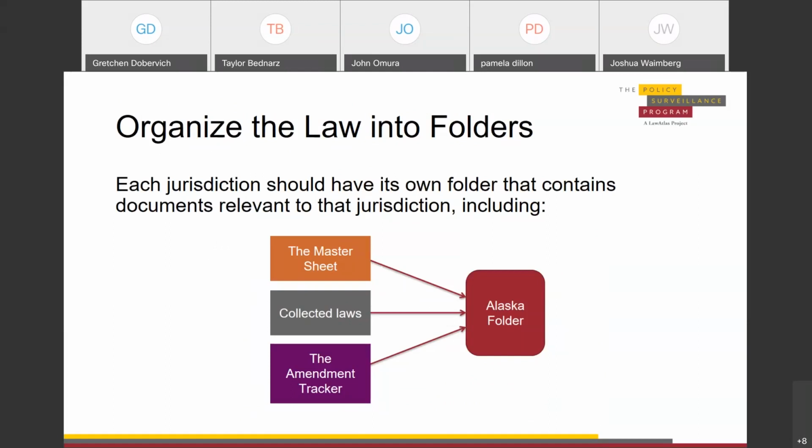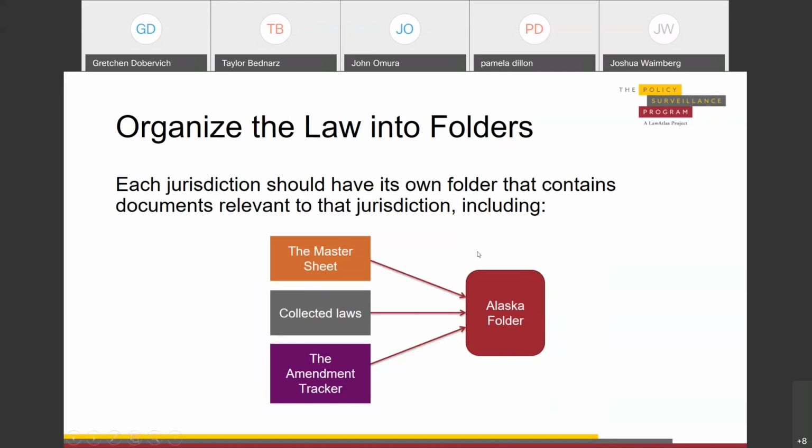Each folder will contain that jurisdiction's master sheet, all of the collected laws, and then the amendment tracker, which is a document that we'll get to in a bit, which is specific for longitudinal projects. Keeping documents organized by jurisdiction will make it easier to prepare for coding and building the law, and will allow the supervisor to perform quality control more efficiently. We'll discuss amendment trackers and legal text in the next slide. So for now, just know that organizing the laws into folders and organizing them hierarchically in these folders will facilitate the next steps in the process.